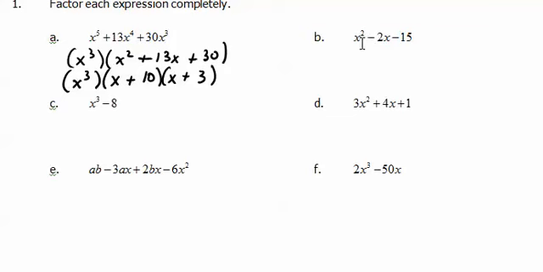Here's another trinomial. Check for the GCF. No, there's not a GCF, so I can just go ahead and start factoring. X and x. And now I need to get negative 15. So one of these has to be positive and one has to be negative, because positive times negative gives me negative.